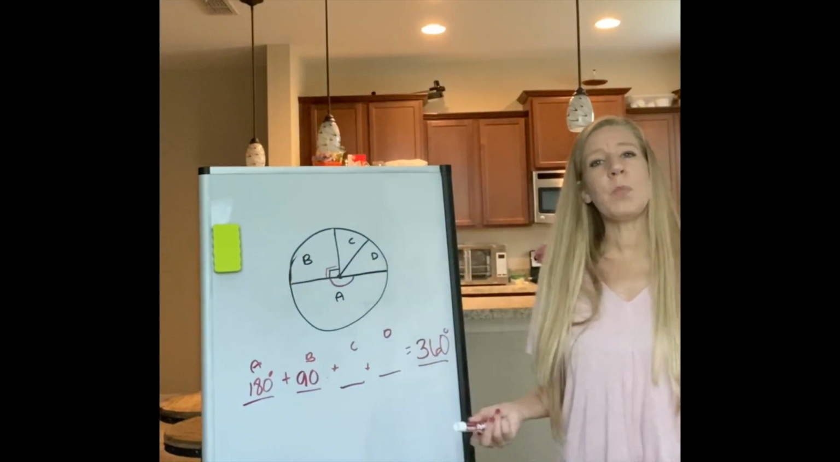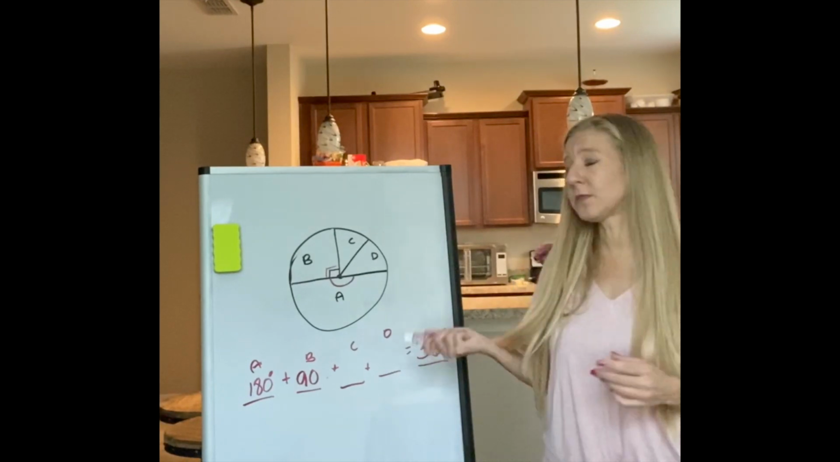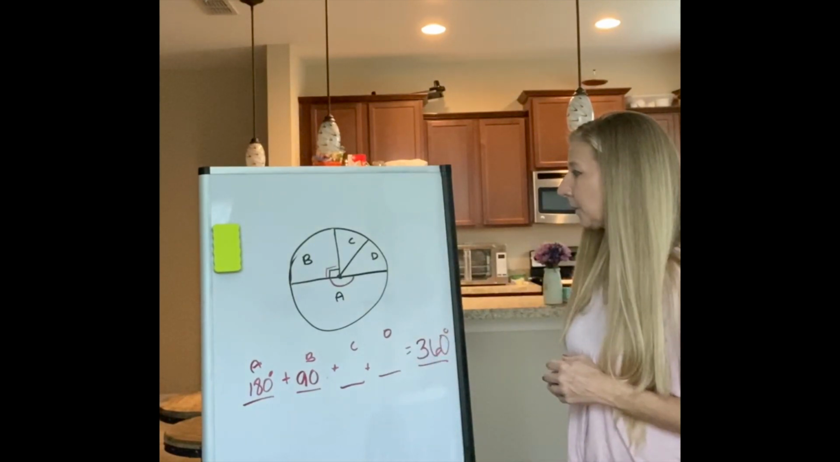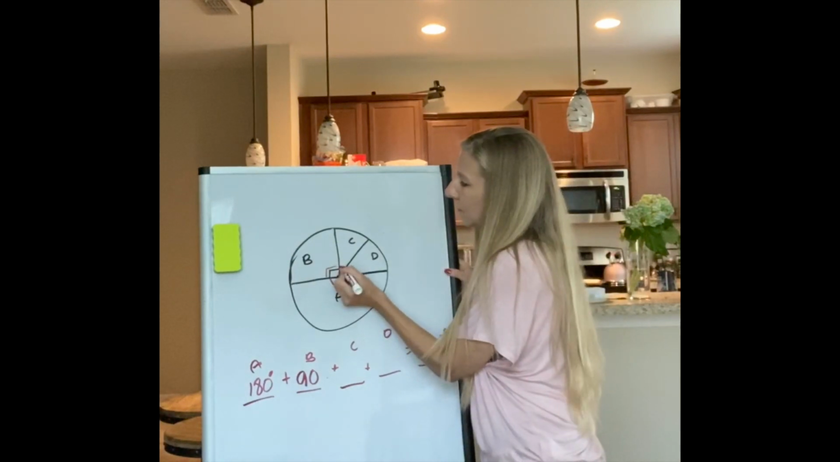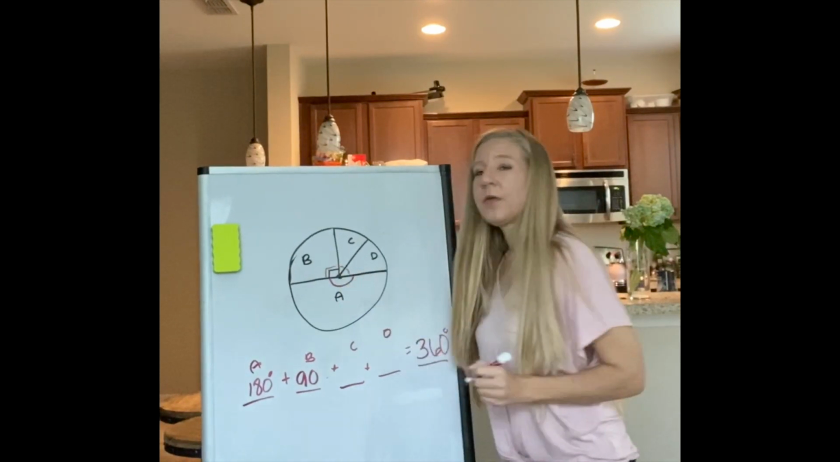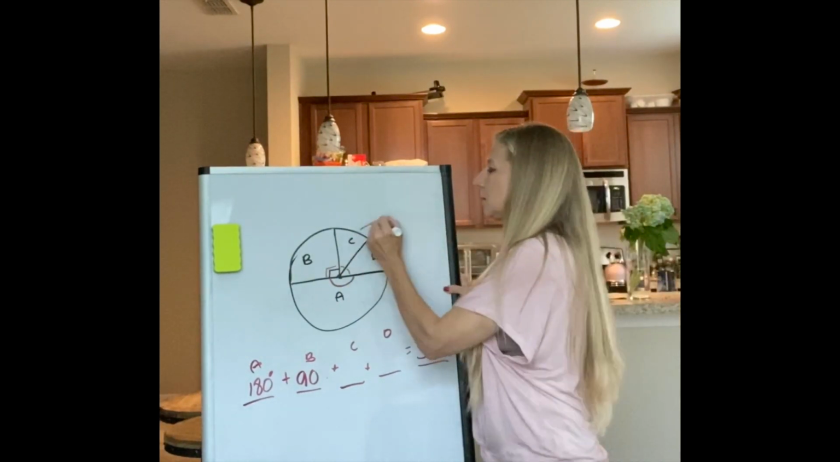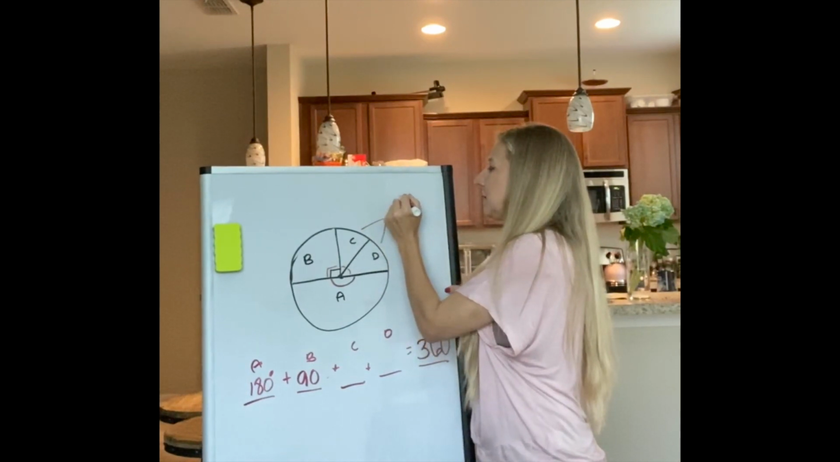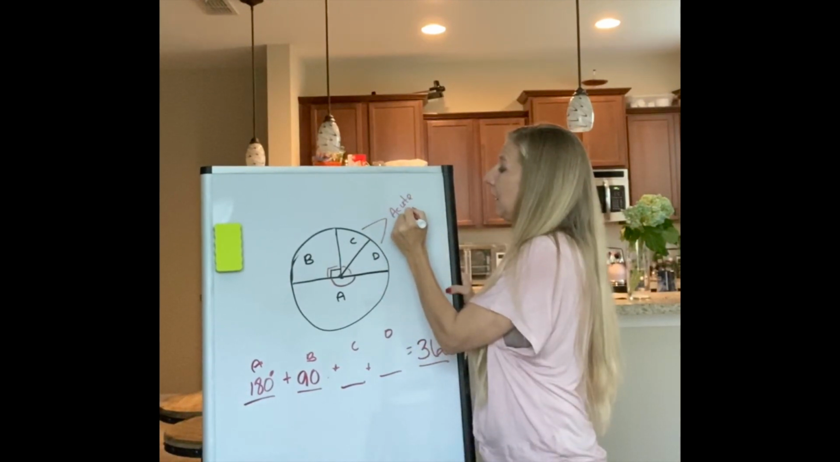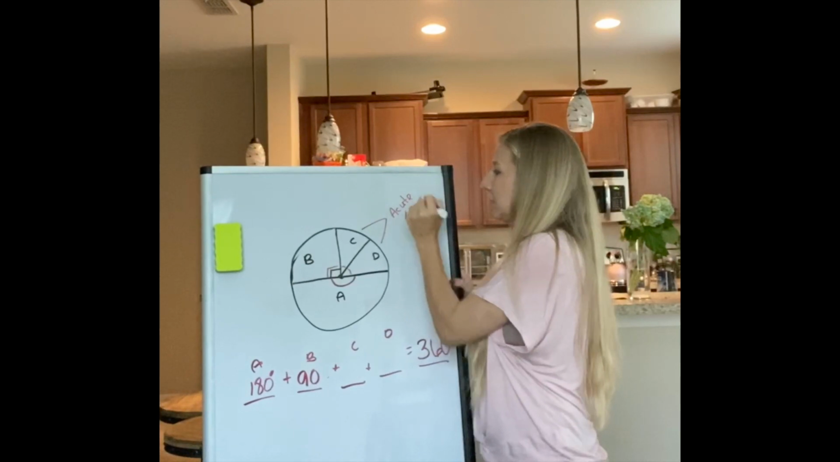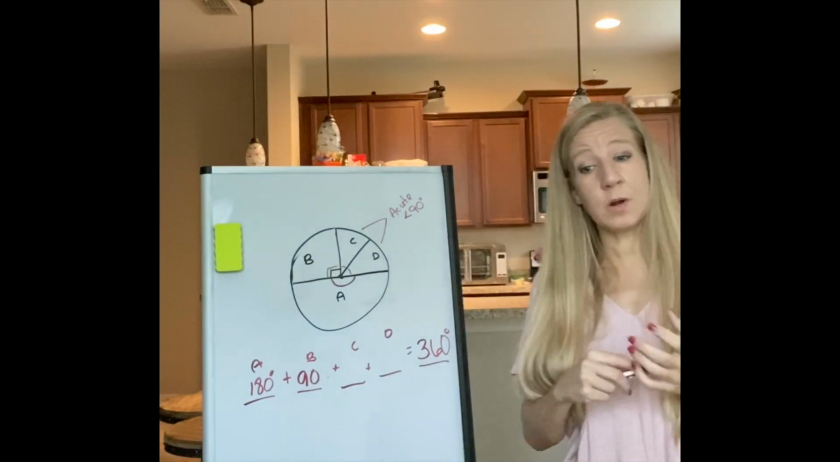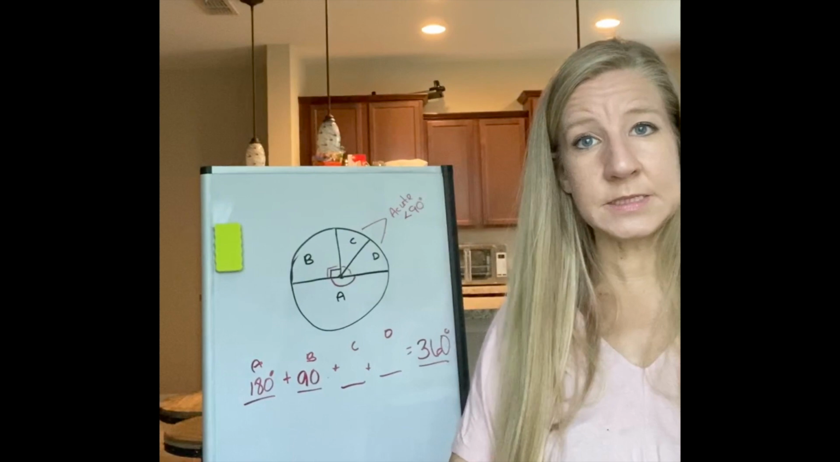Well, what do C and D both have in common? Look at them for a sec. What do they both have in common? If you look at angle C and angle D, they are both acute angles, which means that they are both going to be less than 90 degrees. So when we do our measurement, we'll know that our measurement is going to be less than 90 degrees.